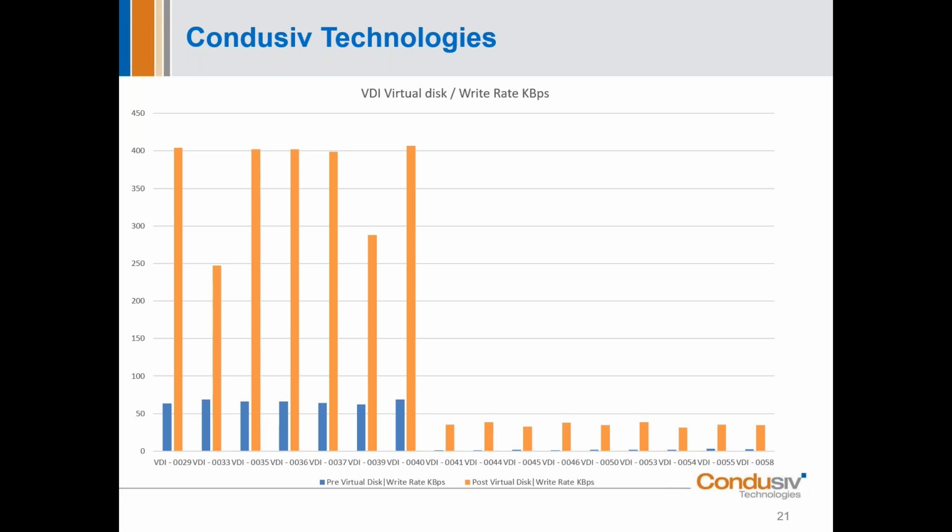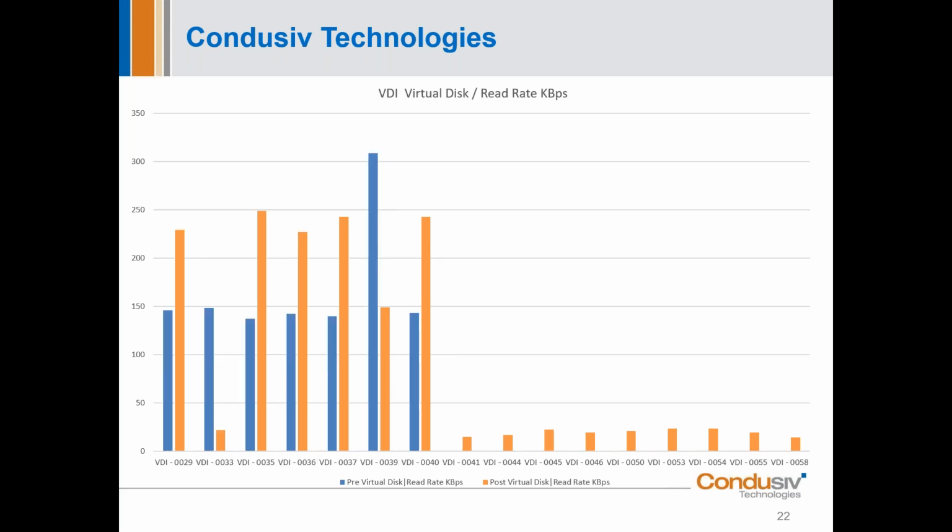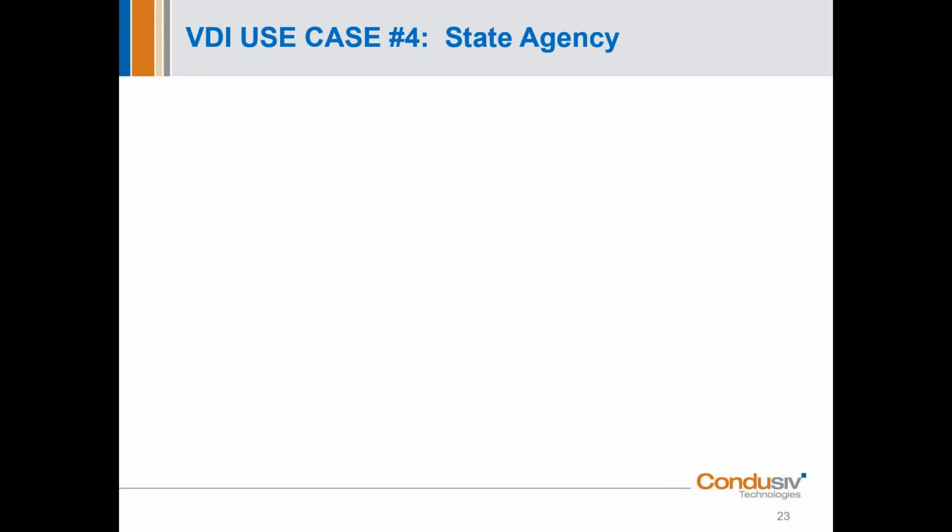This would tie back to velocity, transforming those small split random IOs into larger, more contiguous and sequential data streams. And here we have the read rate in kilobytes per second. We can see a significant increase in activity here as well. So now I've got two more cases I want to show you, and then we'll get into the technical weeds and talk a little bit more about what's being done under the hood.